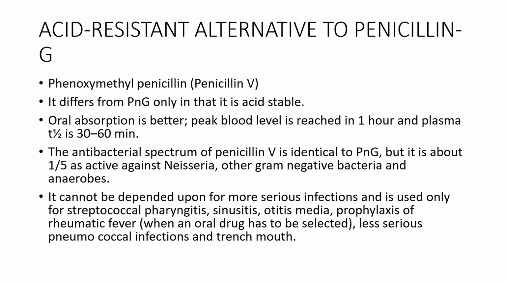Now about penicillin V, the acid resistant alternative to penicillin G. It differs from penicillin G in that it is acid stable. Oral absorption is better and the peak blood level is reached in 1 hour. Half-life is 30 to 60 minutes. The antibacterial spectrum of penicillin V is identical to penicillin G, but it is about 1/5 as active against Neisseria and other gram-negative bacteria and anaerobes. It cannot be depended upon in serious infection and it is used only for streptococcal pharyngitis, sinusitis, otitis media, and prophylaxis of rheumatic fever.